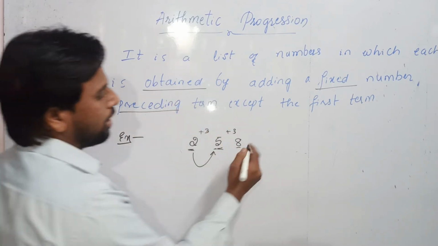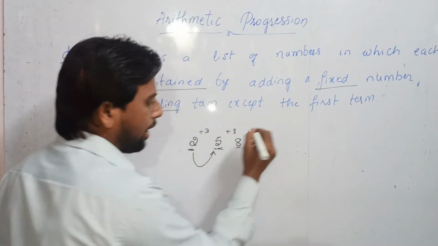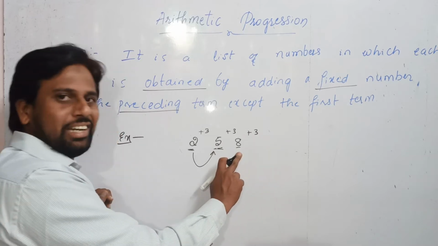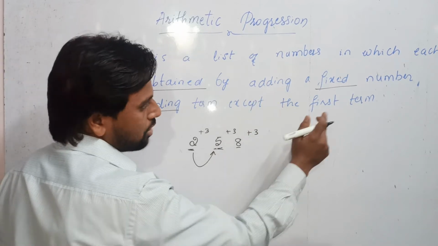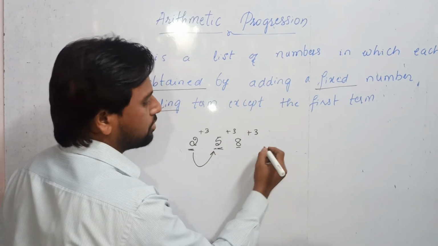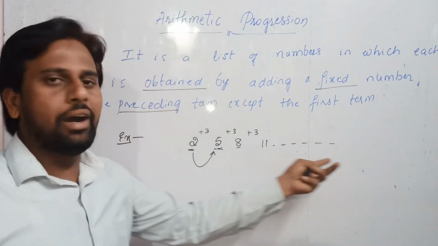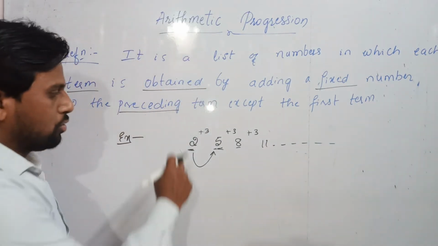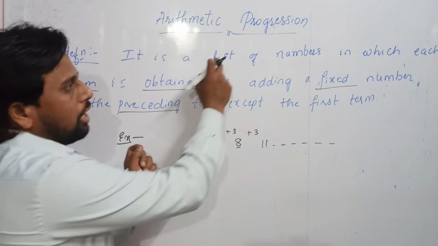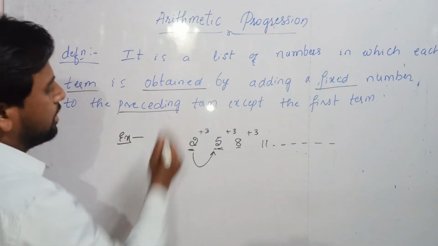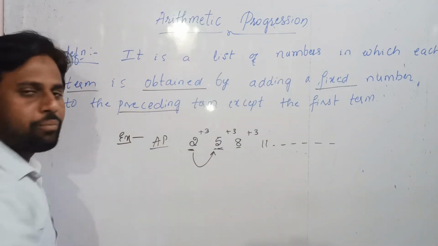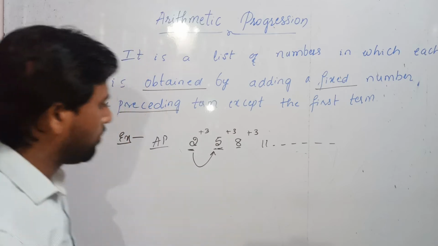So in this way, if you go on adding a fixed number to the preceding term, you will get the next number. So 8 plus 3 is how much, students? Here 11. Like this you can form infinite numbers. So this list of numbers can be considered as what? AP. Understood, students?